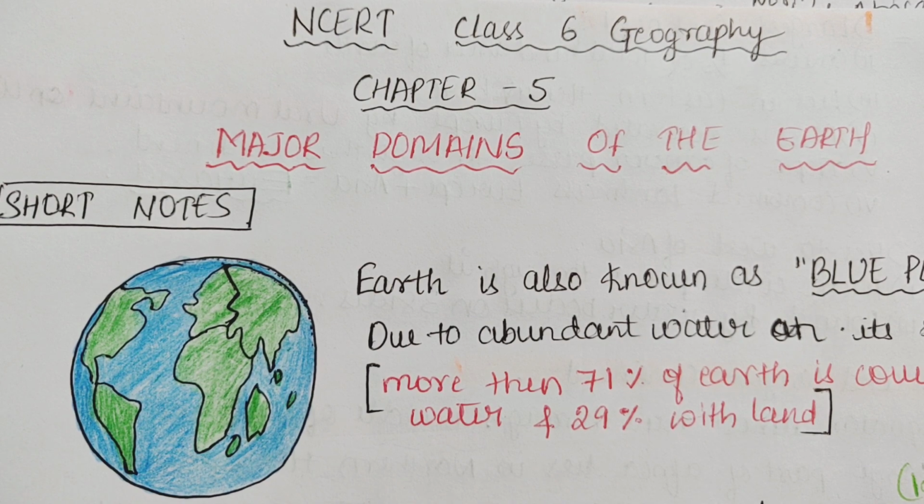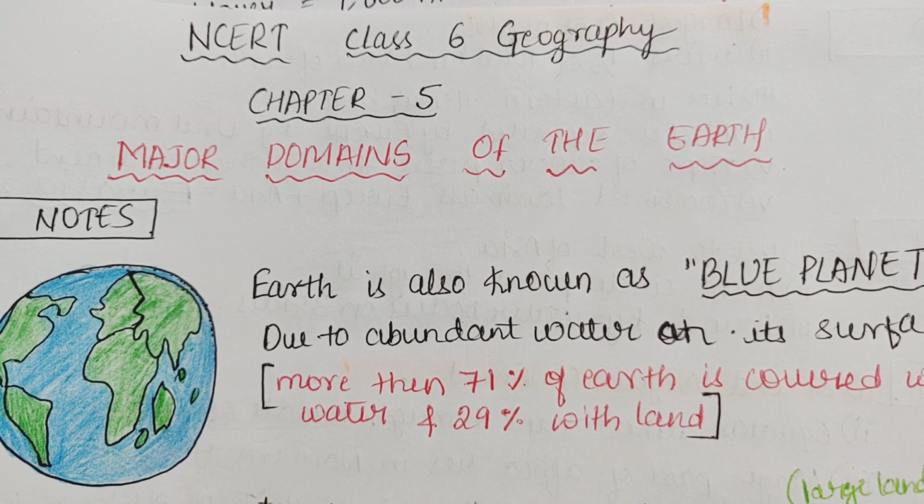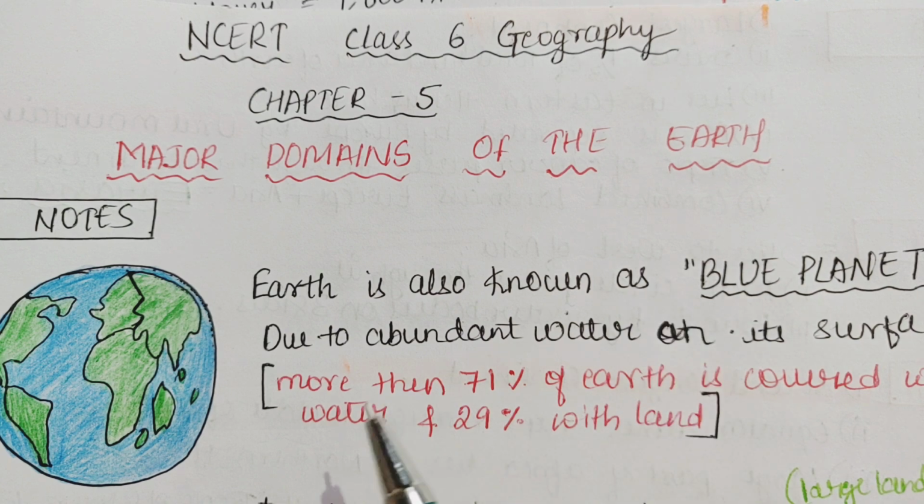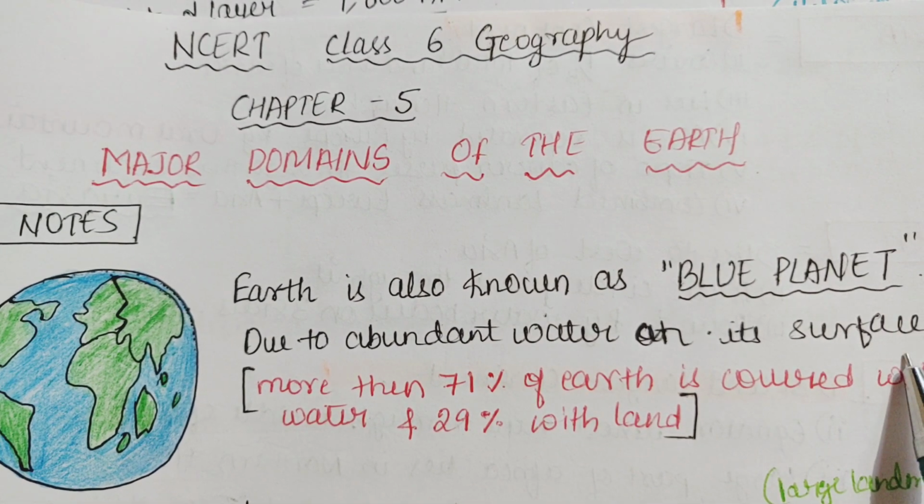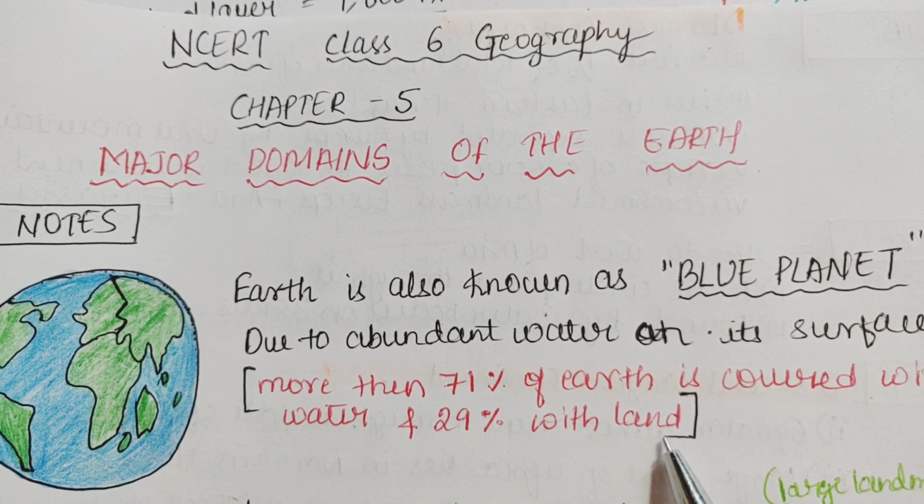Today let us begin our class with Chapter 5, Major Domains of the Earth. The Earth is the only planet which has life. Human beings can live here because the life-sustaining elements such as land, water, and air are present on the Earth. Earth is also known as the blue planet because of its abundant water on its surface. More than 71% of the Earth is covered with water and 29% with land.